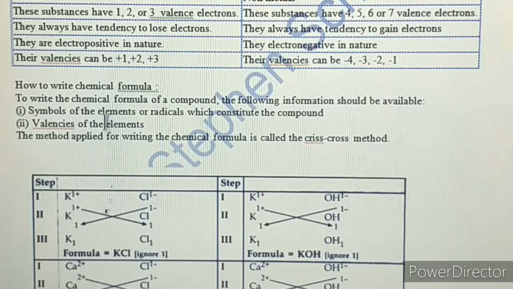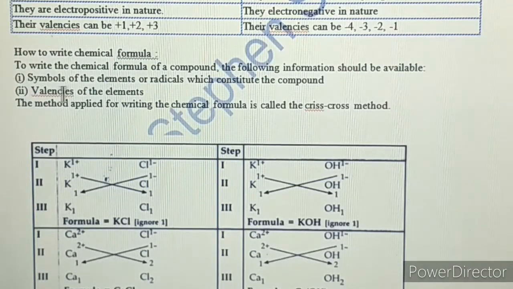First of all, you must know the symbols of the elements which you are using. Like if I'm saying sodium hydroxide, the sodium symbol is Na, and the hydroxide symbol is OH. So you must know the symbols of the elements or radicals. Radicals are what? Like hydroxide is a radical which constitutes the compound. Radicals are made up of compounds, and they have some charges also.